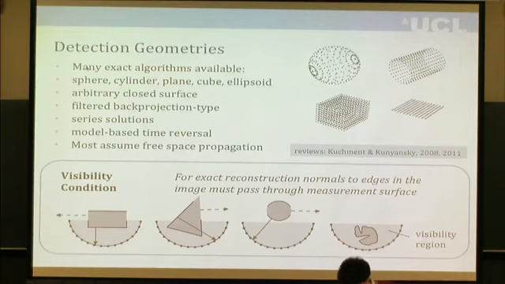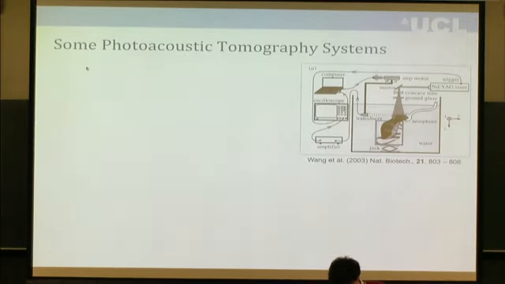So bearing in mind that you need this visibility condition if you want to get any sort of exact image, I'll just show some of the systems that are used in practice experimentally. This was one of the first systems, and certainly a groundbreaking paper from Lihong Wang's group in the States. They're measuring with a transducer which is focused in the plane. So they're restricting themselves essentially to two-dimensional photoacoustics. And they illuminate diffusely from above, and then they rotate the transducer around the head of the rat or the mouse to recover their data.